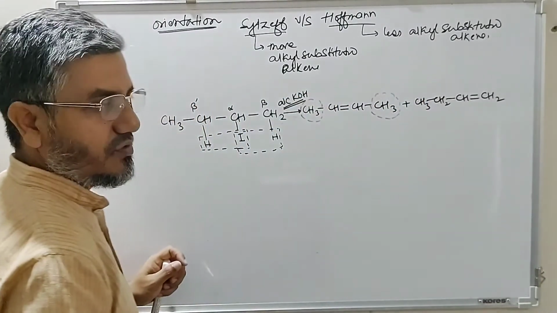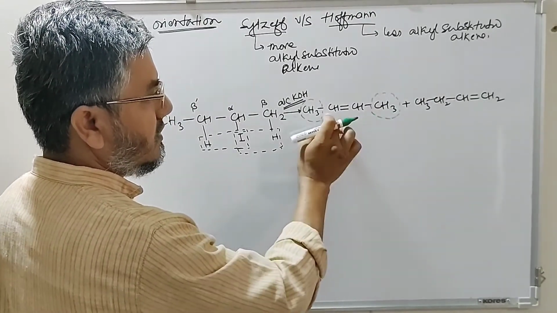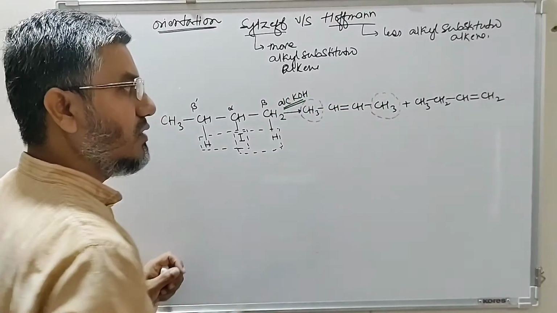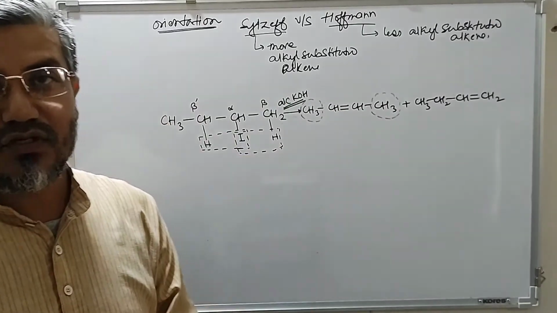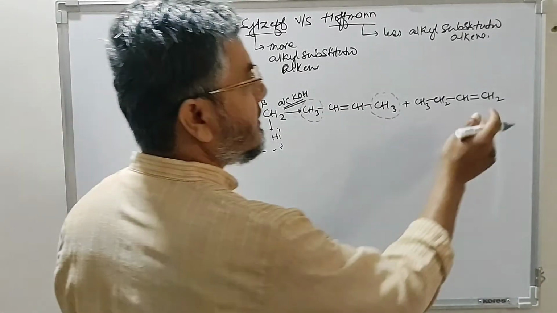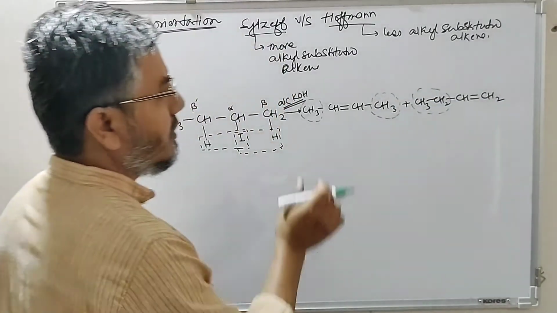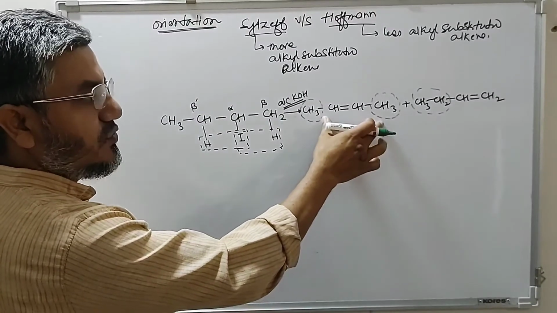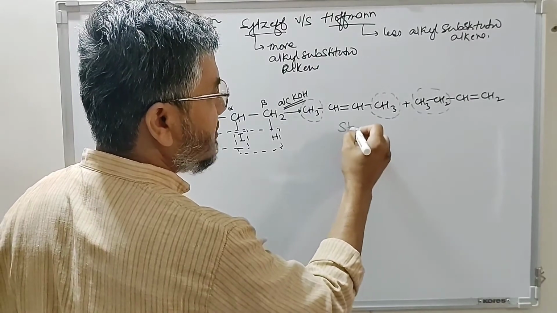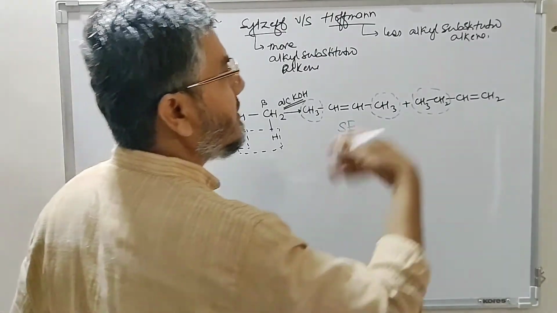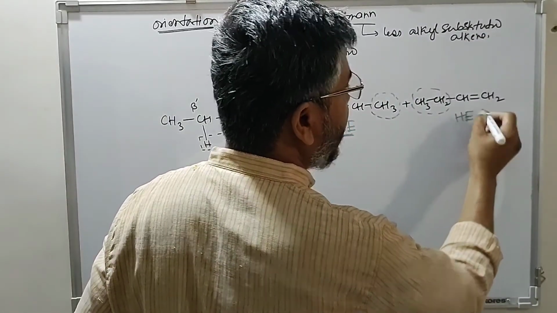We have two alkyl substituents on this doubly bonded carbon, alpha to this, alpha to this. Both contain 3 hydrogens, so 6 hyperconjugable alpha hydrogens. On the other side, there is no alpha hydrogen here. The one having more alkyl substitution will be more stable, so we say this is the Saytzeff elimination product. The other one, having less alkyl substitution, is known as the Hofmann elimination product.